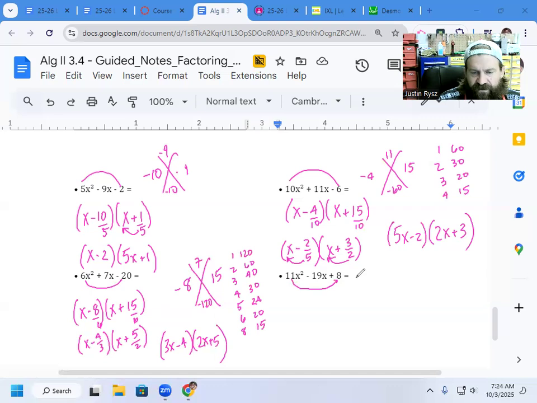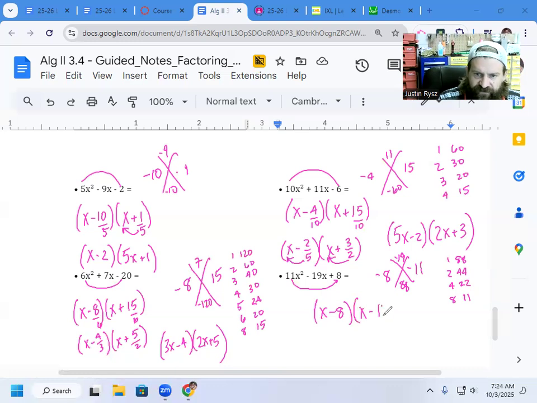Alrighty, last one here. What multiplies together to get 88, adds together to get negative 19? Both are going to have to be negative. 1 and 88. Nope. 2 and 44. Nope. 3 doesn't work. 4 and 22. Nope. 5 does not work. 6 does not work. 7 does not work. 8 and 11. Oh my God, it was staring me right in the face. So we get an x minus 8 and an x minus 11.